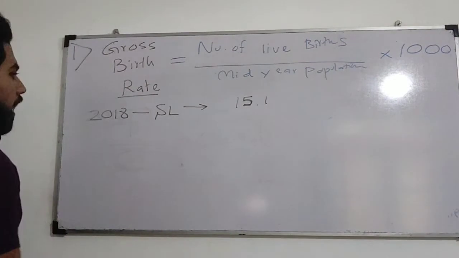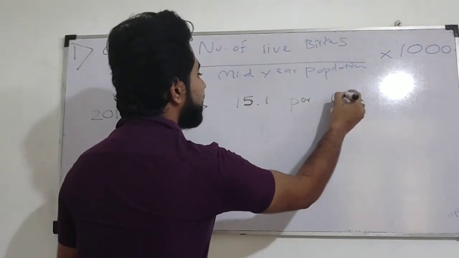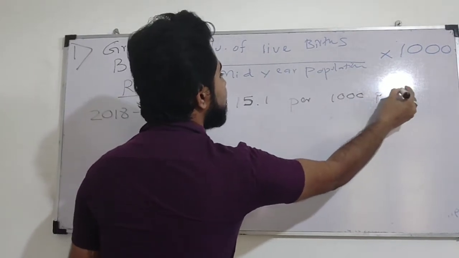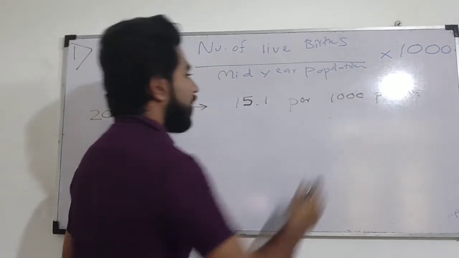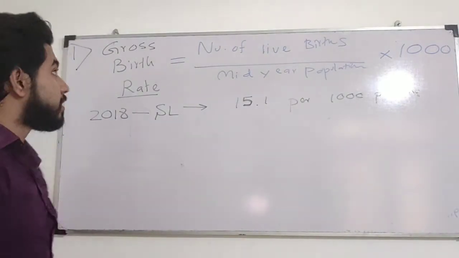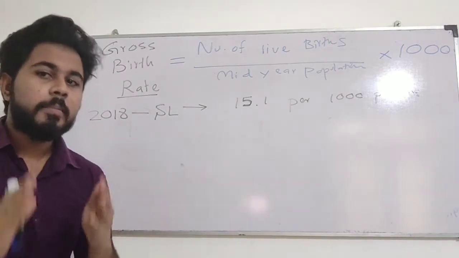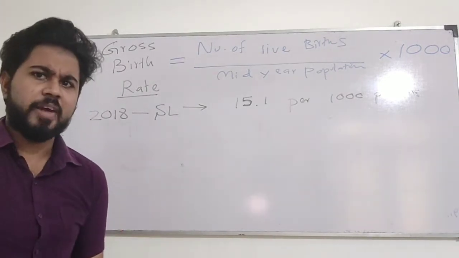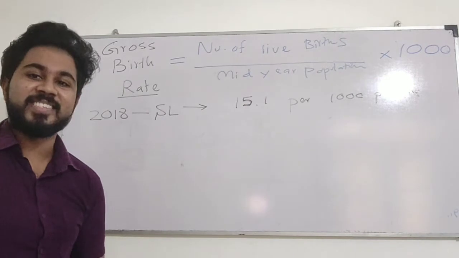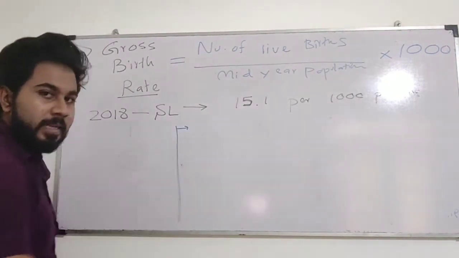Okay. Now, so this is 15.1 per 1,000 persons. Right. Now, it is very important to pay attention to what kind of factors affect the gross birth rate. What kind of factors affect the gross birth rate? Yes, exactly. There are lots of factors which affect the gross birth rate.